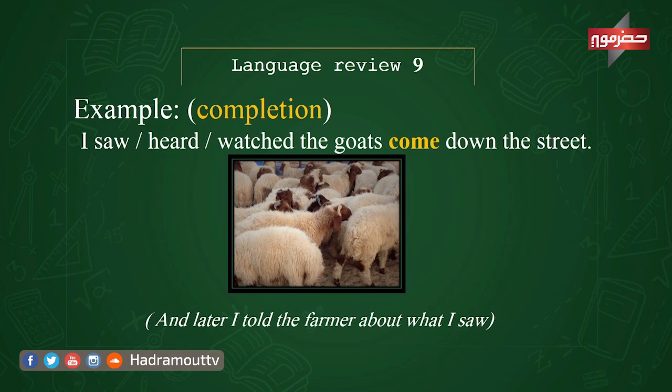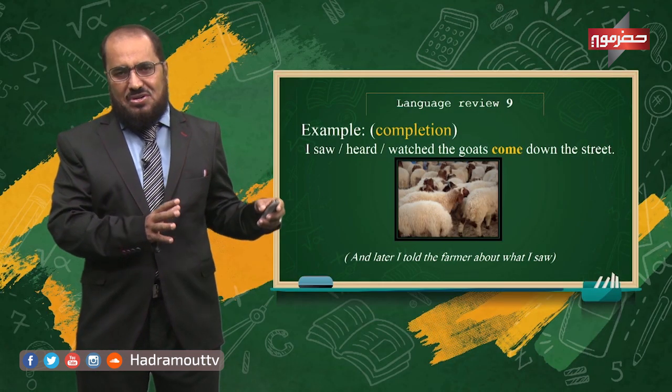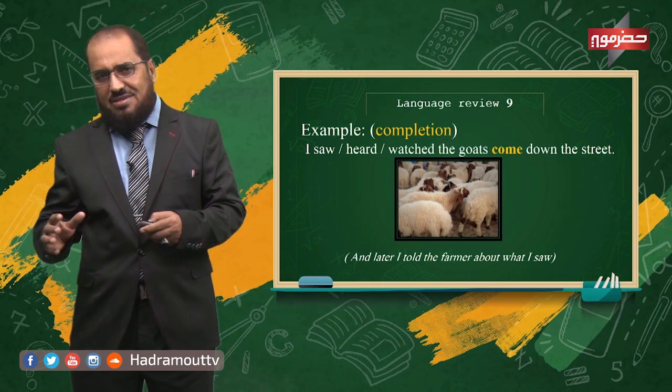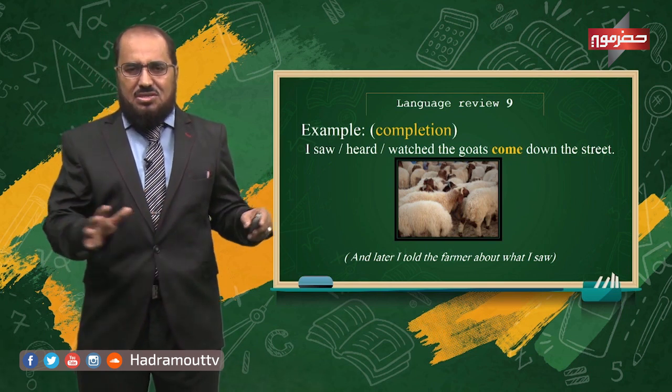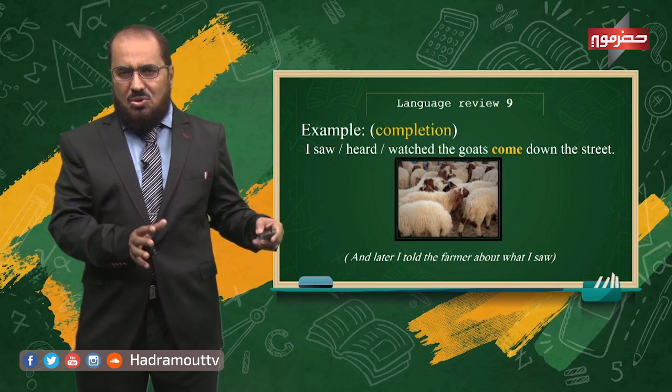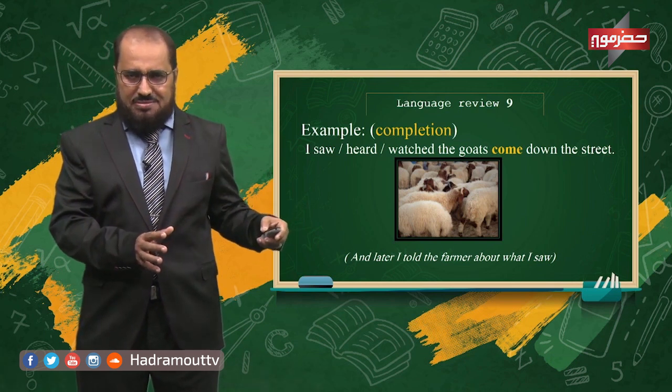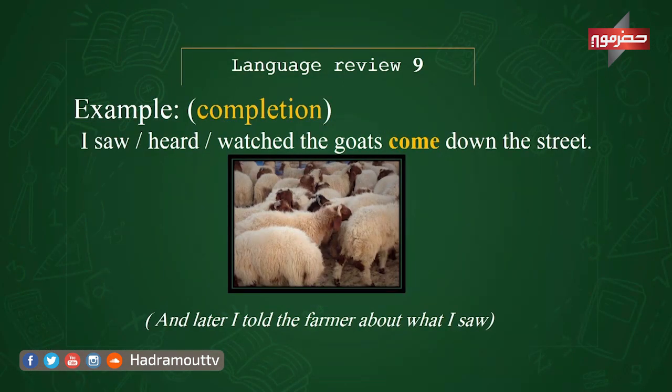You see? And after that, or later, or then, I told the farmer about what I saw. Okay? So here means the first action, then the second action, action consequence. Okay, the first action, the goats are completed, are all now in the street. After that, what happened? I told the farmer about what I saw.